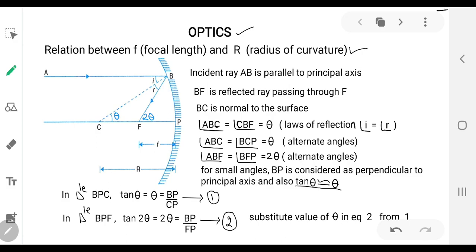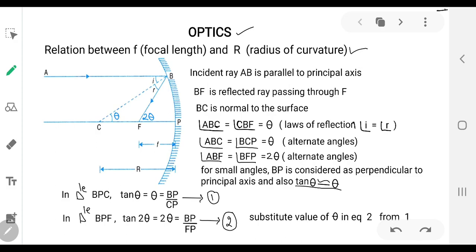We are deriving this relation by taking a concave mirror, but it holds good for convex mirror also. Now we'll see the ray diagram. We'll consider a concave mirror. For the ray diagram, we have to first draw the principal axis and we have to mark the points such as pole of the mirror, principal focus and center of curvature.